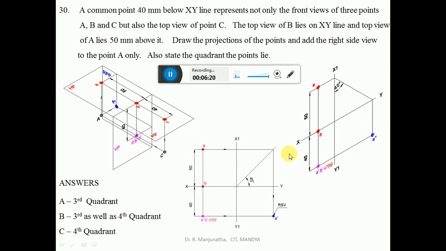This explanation of how we have done it by using the sketches has already been explained. At this stage the quadrants are shown here. So this will be the final answer. In the examination we need to write only this portion. Thank you.